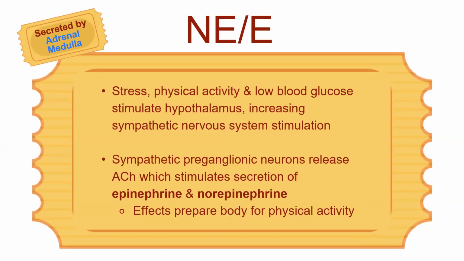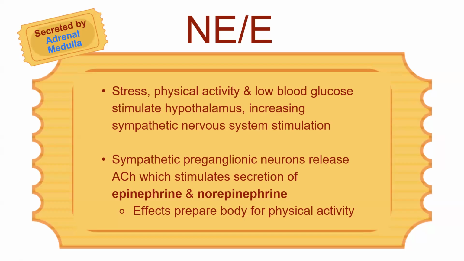NE stands for norepinephrine, E stands for epinephrine. So all those that we just went over were from the different layers of the adrenal cortex. Norepinephrine and epinephrine come from the medulla. So those are the only two from the medulla. And so again, stress, exercise or higher level physical activity, low blood glucose are going to result in the hypothalamus increasing its sympathetic nervous system stimulation. So remember, sympathetic was fight or flight. So that is what's going to cause the release of norepinephrine, epinephrine, which is also known as adrenaline.